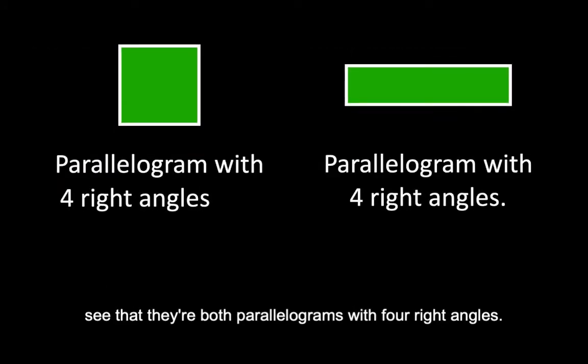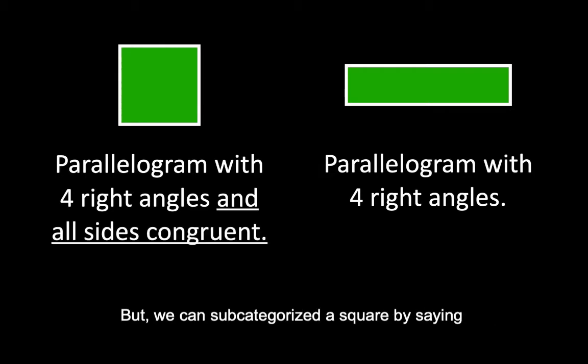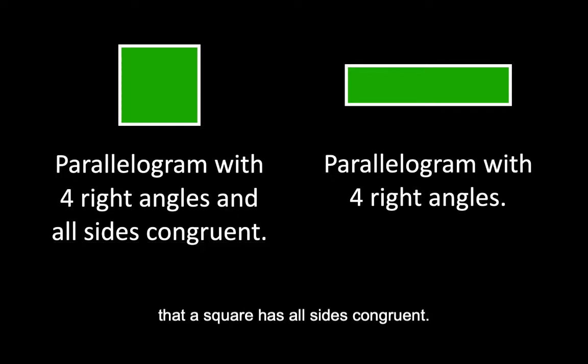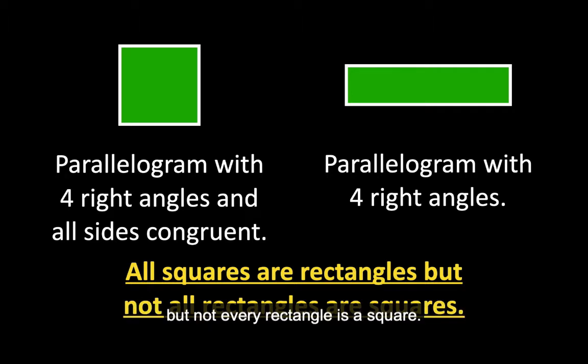Here we see that they're both parallelograms with 4 right angles, but we could subcategorize a square by saying that a square has all sides congruent. It's this subcategorization here between a square and a rectangle that allows us to say that all squares are rectangles, but not every rectangle is a square.